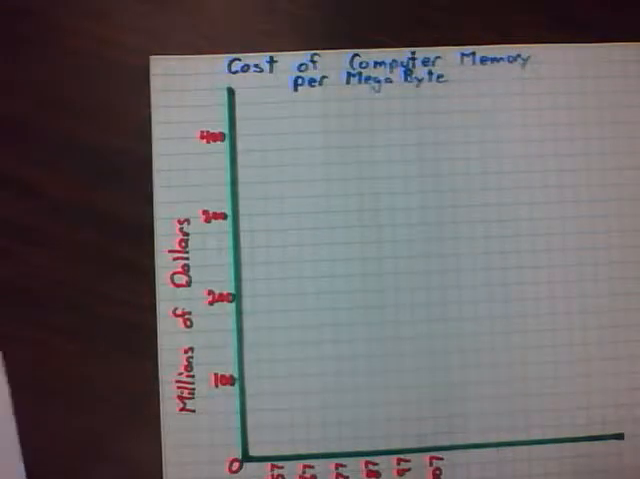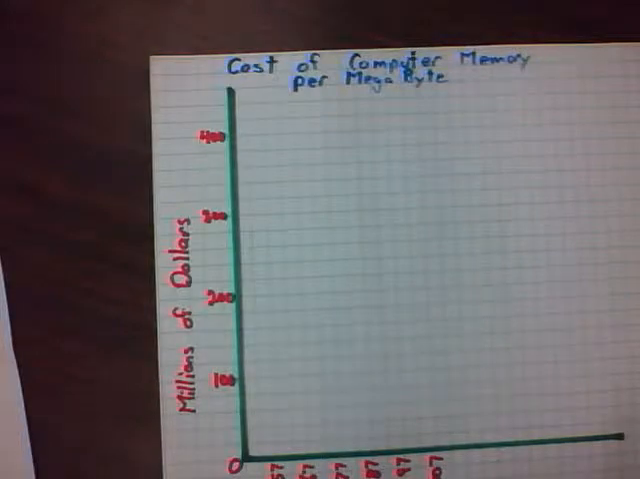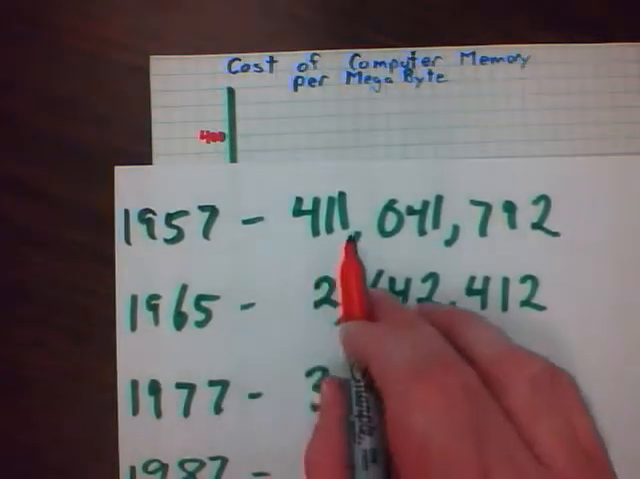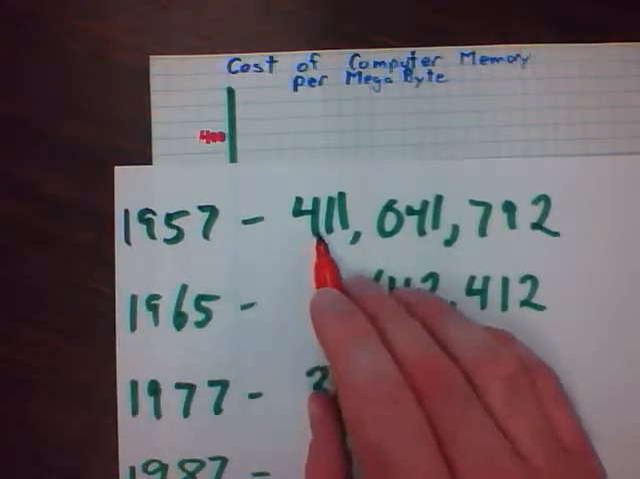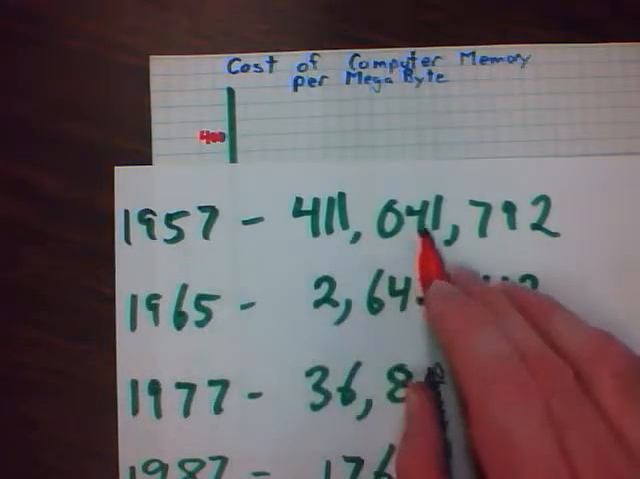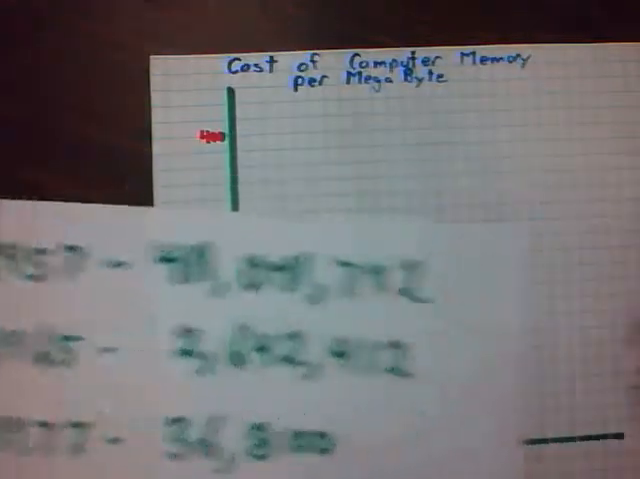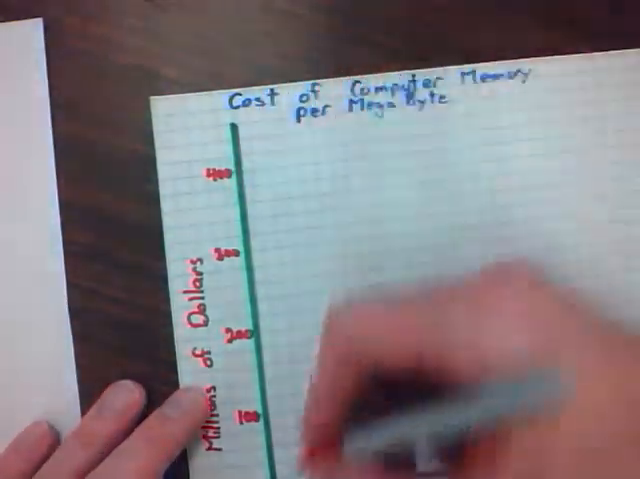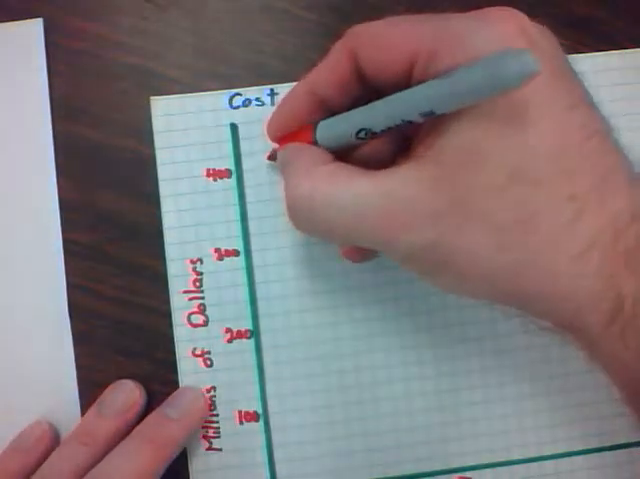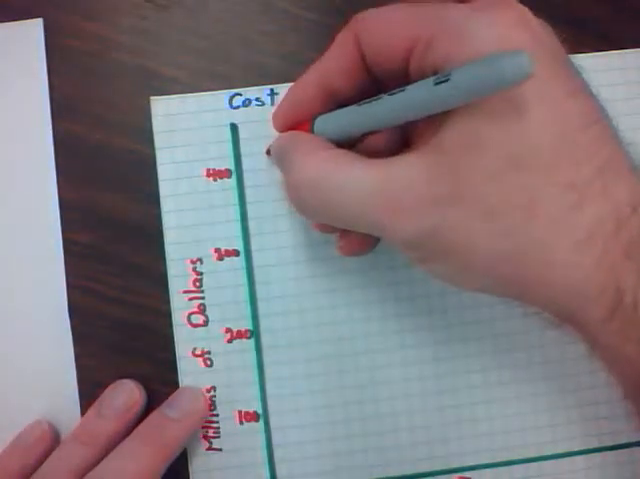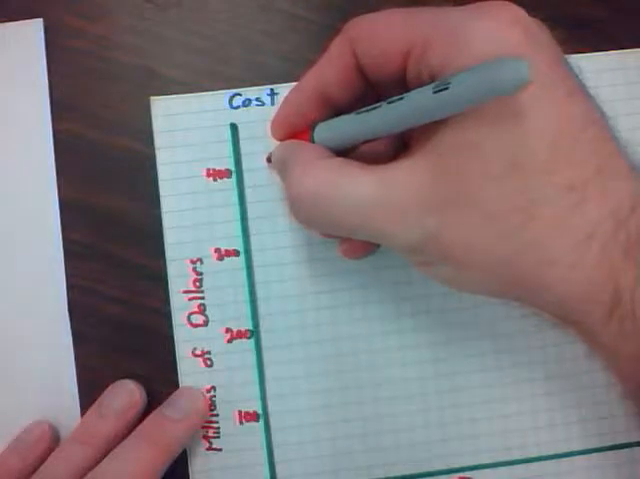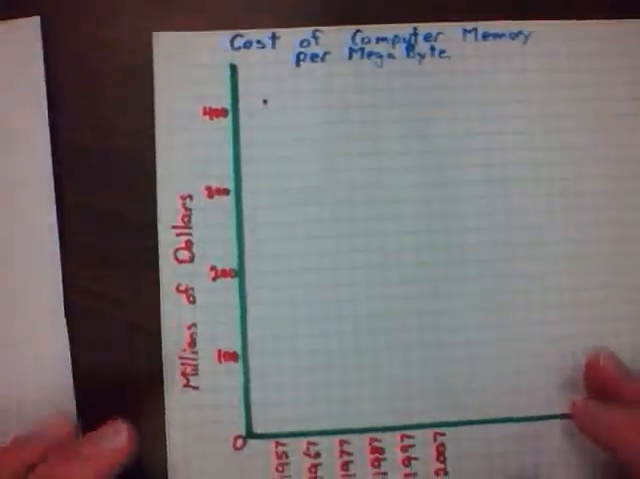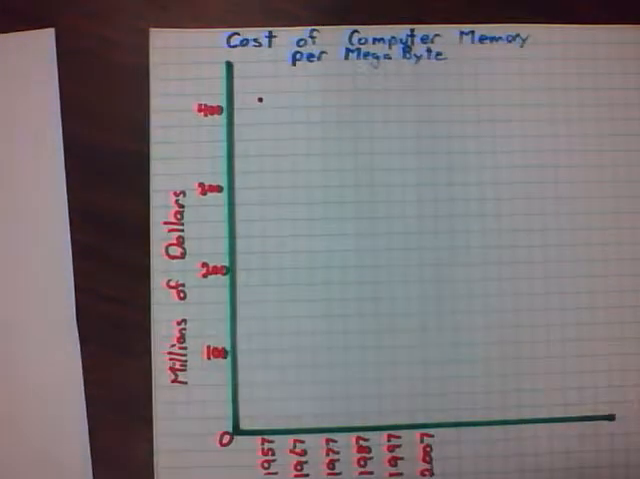So, in 1957, 1 megabyte of memory cost 411,041,792. Now, I went up by 20 millions on my chart here. So I need to put a dot at about where that would be. This is 420 million, so it's going to be just a little bit higher than halfway. That is the cost per megabyte of memory in 1957.